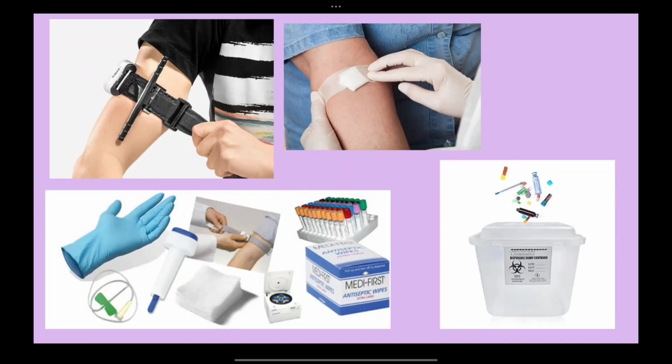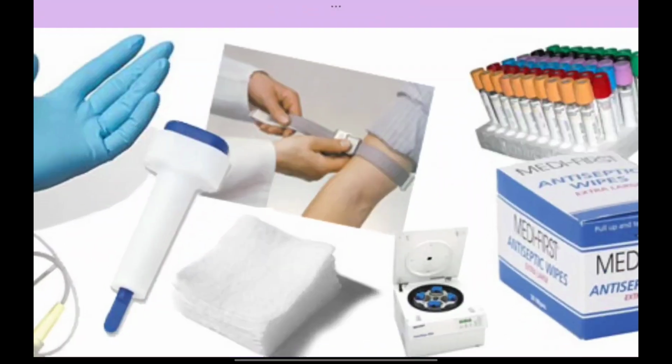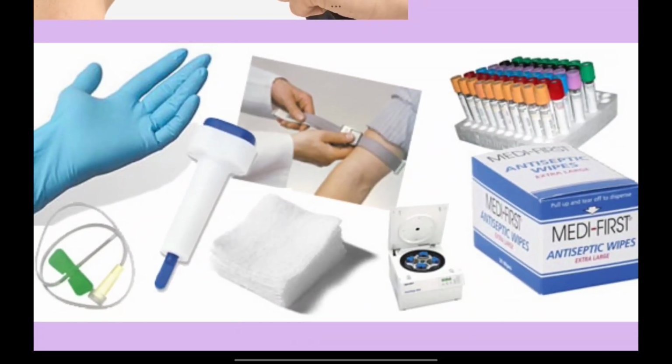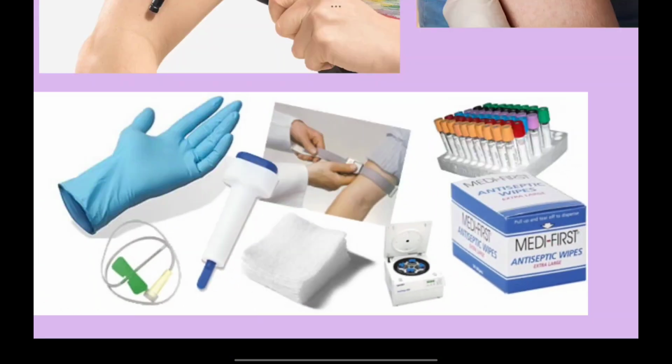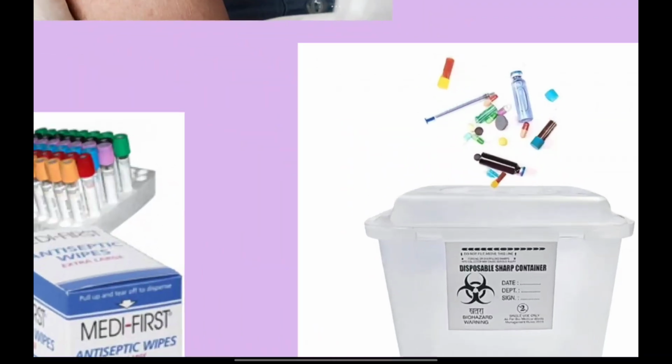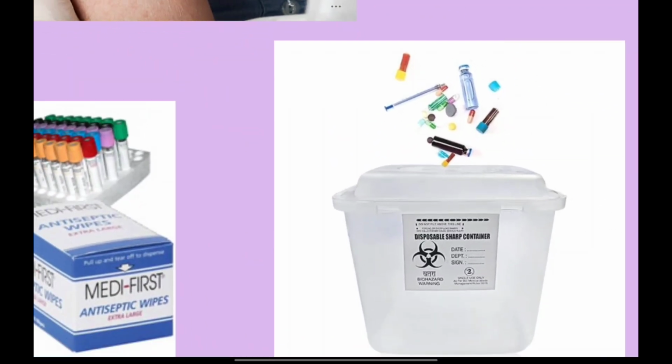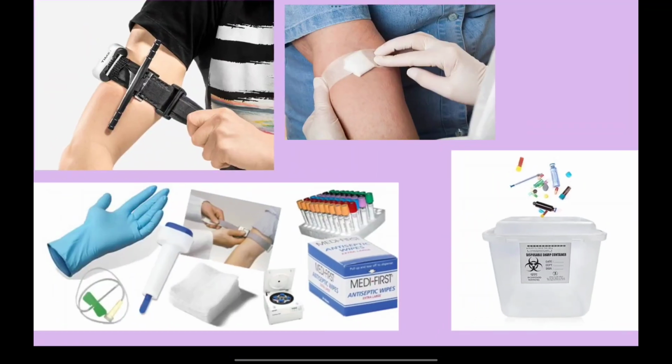Now there is an image of a tourniquet, a band-aid, and this is like the total kit of what all is required. The 2 by 2 gauze as well, and there is a puncture proof needle container, which is a white container with biohazard labeling. All the sharps should be put inside this only once it is used.